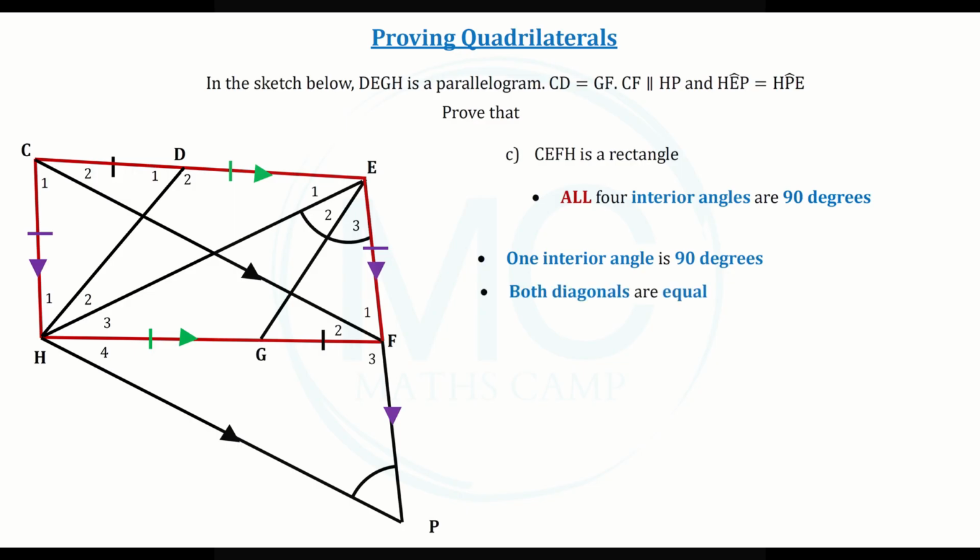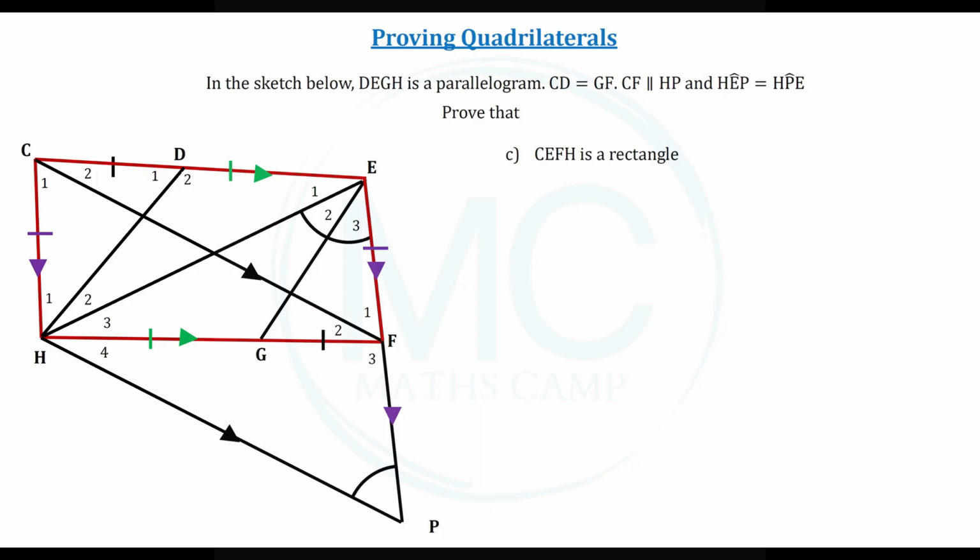In part A, we have already proven that CEFH is a parallelogram, so we don't need to worry about proving that all four interior angles are 90 degrees. We don't have enough information to prove that any interior angle is 90 degrees. So let's try and prove the diagonals CF and EH are equal in length. Let's start by making the statement that CEFH is a parallelogram. We don't have to prove this again, so we can use the reason proven above.